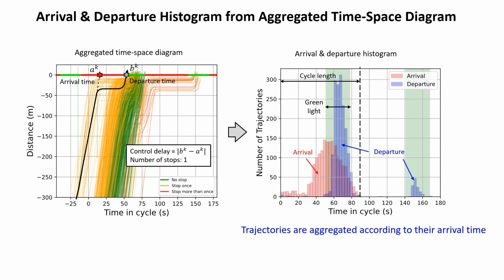It is important to note that the trajectories are aggregated according to their arrival time within their respective cycle. Therefore, all the arrivals are within the first cycle, and some of the departures extend to the following cycle if the vehicle fails to pass the intersection within the cycle in which they arrive.